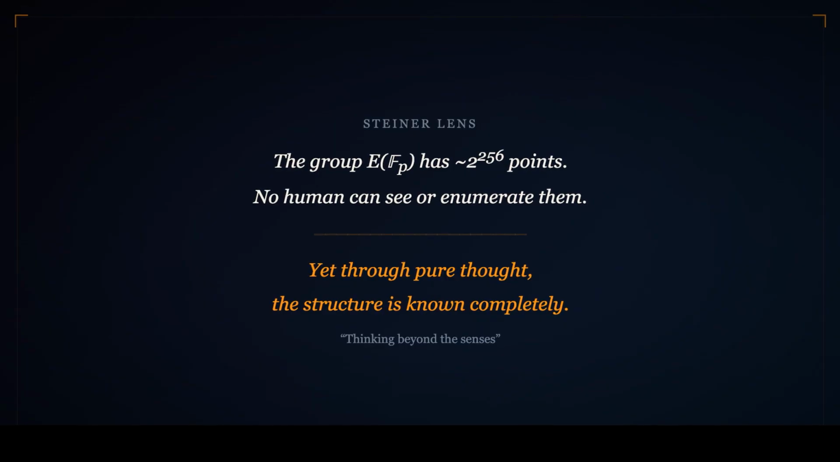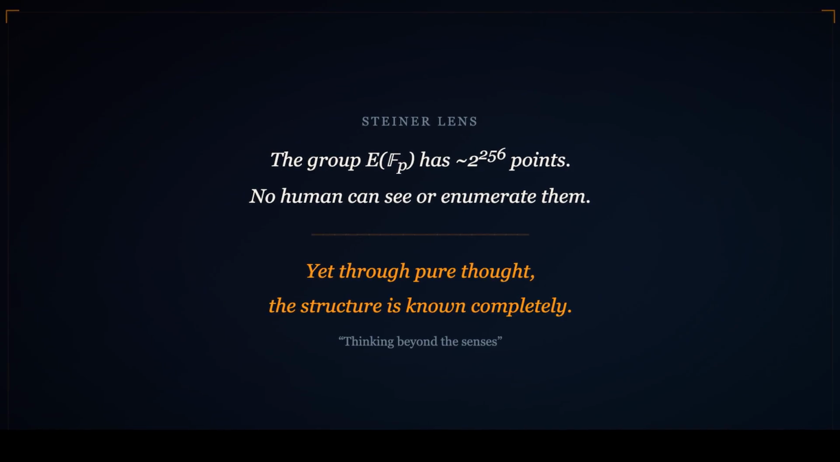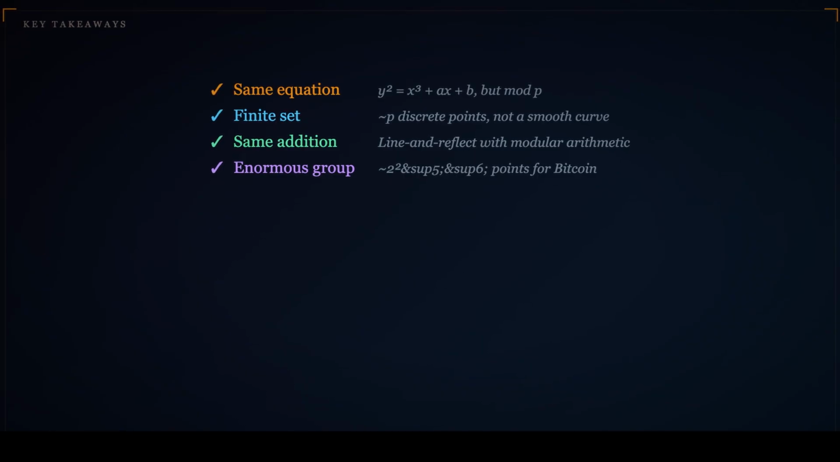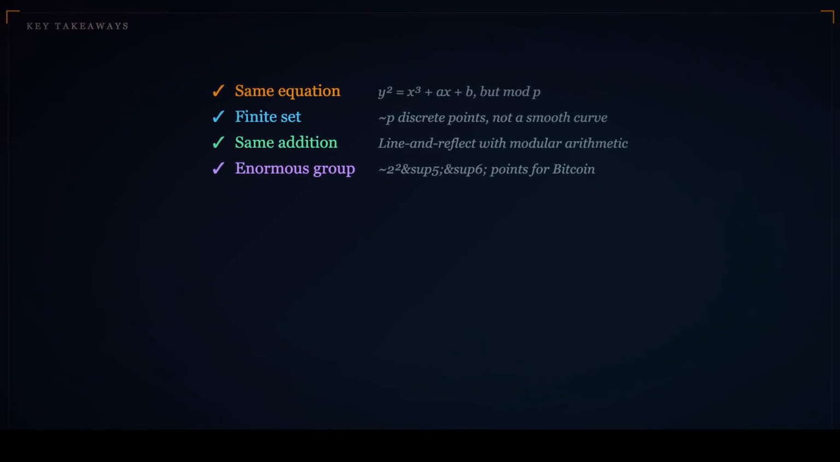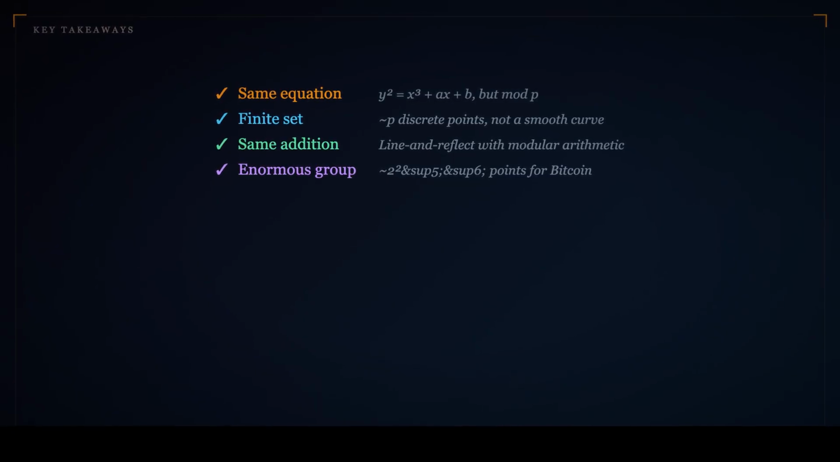Over the real numbers, an elliptic curve is something you can draw and see. Over a small prime like 23, you can at least plot the points on a grid. But over Bitcoin's prime, the group E of Fp has roughly 2 to the 256th power points. No human being can visualize or enumerate them, and yet, through pure thought, we know their structure completely: the group order, the generator, the addition law. Steiner called this thinking beyond the senses.